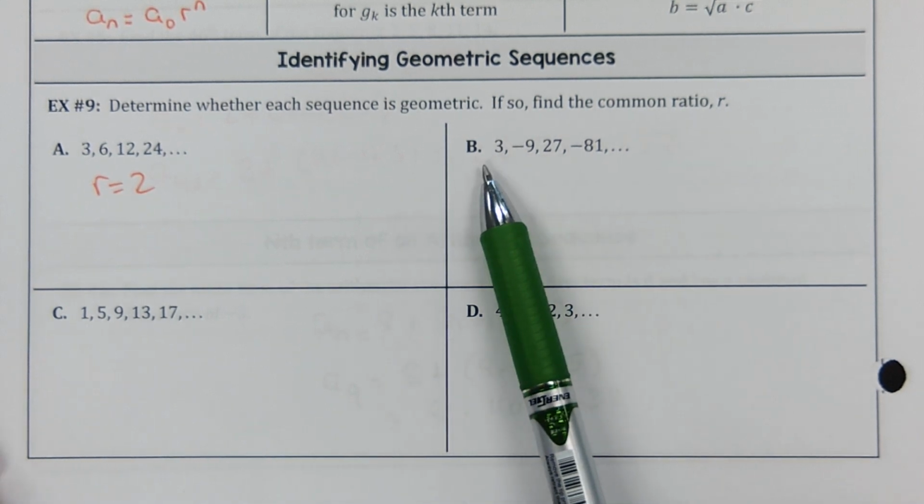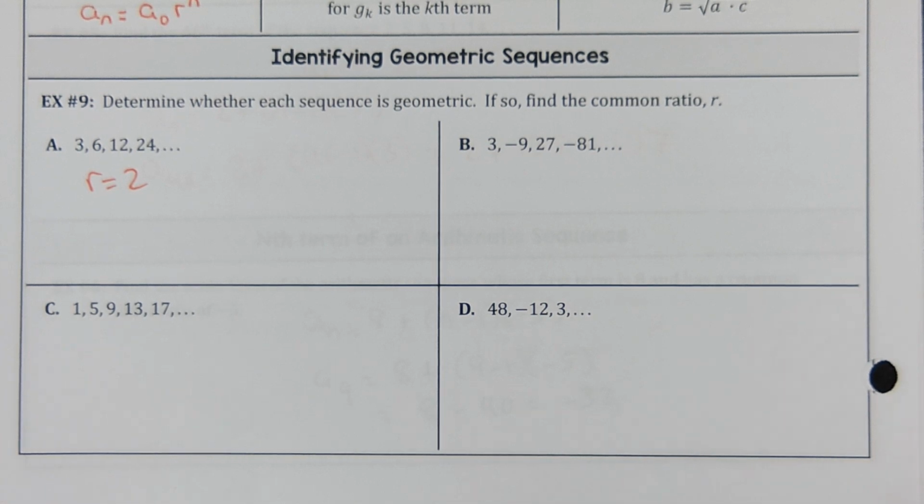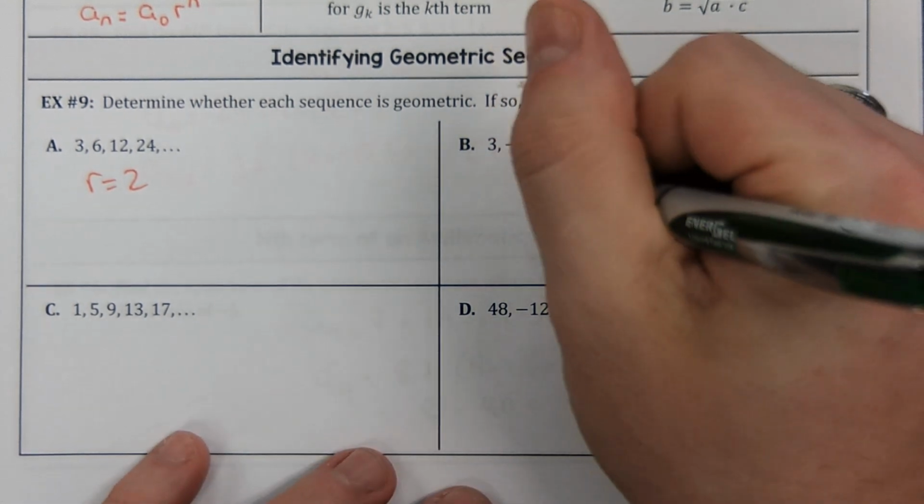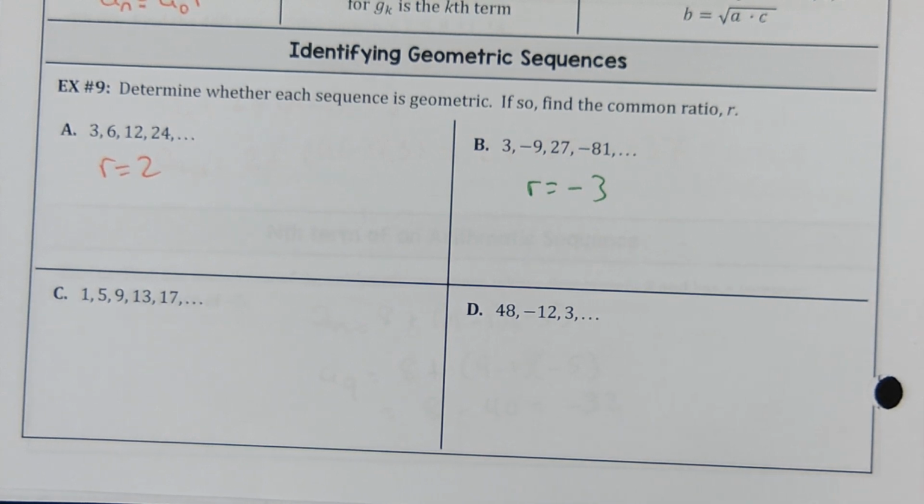Can you see multiplying by something over and over and over again here without fail? Yes. What is it? -3. Ah, the common ratio is allowed to be negative. The common ratio is allowed to be negative.